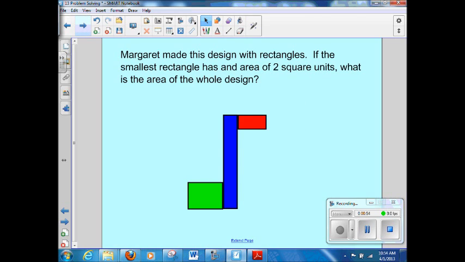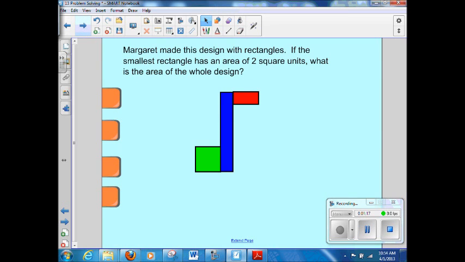Here's our problem. Margaret made this design with rectangles. If the smallest rectangle has an area of 2 units, what is the area of the whole design? Well, usually when students encounter a problem like this, the first thing they say is, I don't get it. Well, there's a strategy for helping us get it. Let's go on and see if we can figure out this strategy.